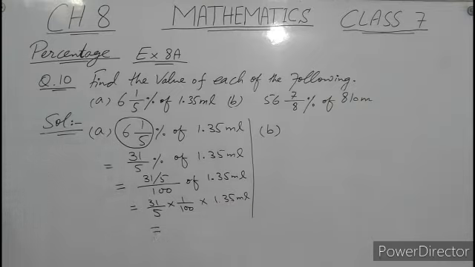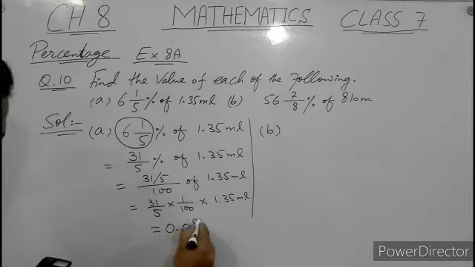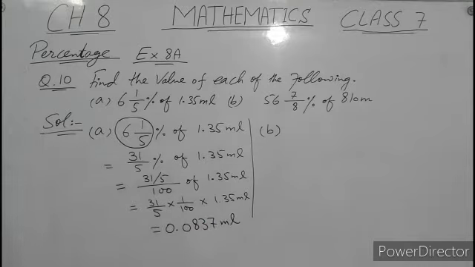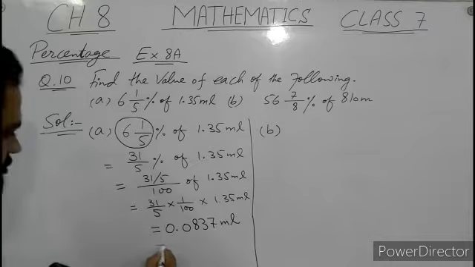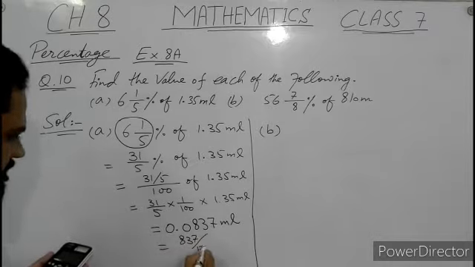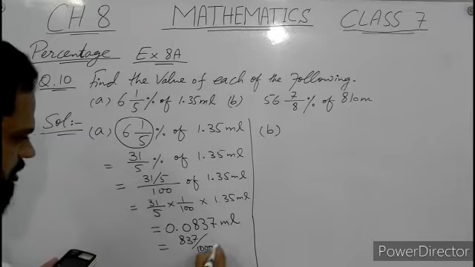Now by using calculator, it will become 0.0837 milliliter or 837 over 10,000 milliliter.